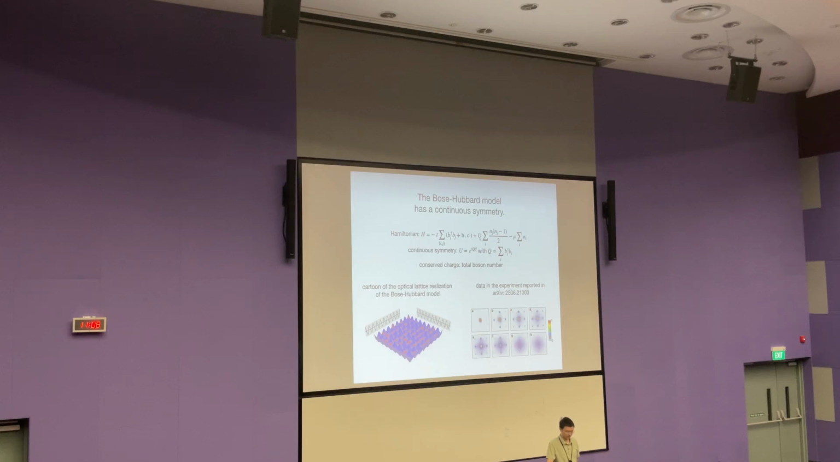The second term, this U represents an interaction. This term represents the interaction strength of the bosons at the same site. Say if there's only 0 bosons or 1 boson at the site, this term is 0. There's no interaction. But if there are 2 bosons at the site, then this is equal to 1. So it represents the interaction. And the last term is something that we can easily use to tune the number of bosons. So this is the Hamiltonian of the Boson-Hubbard model.